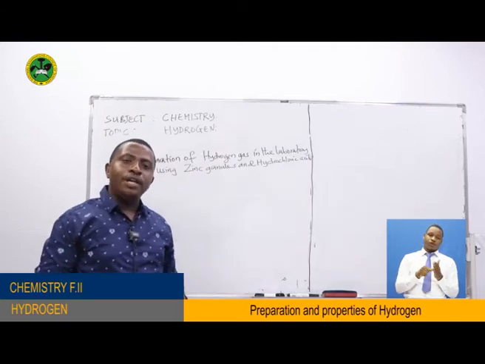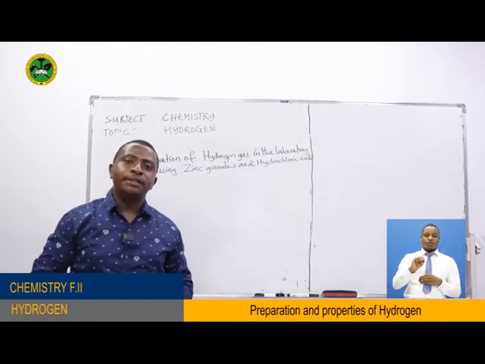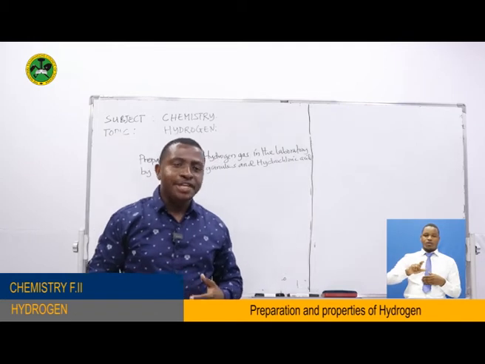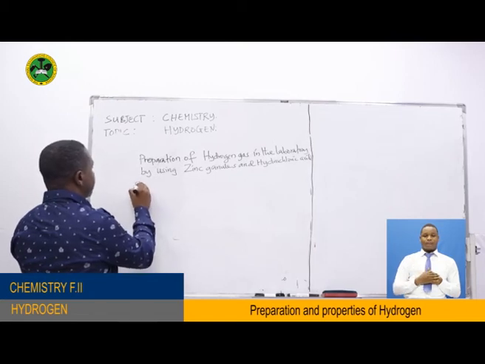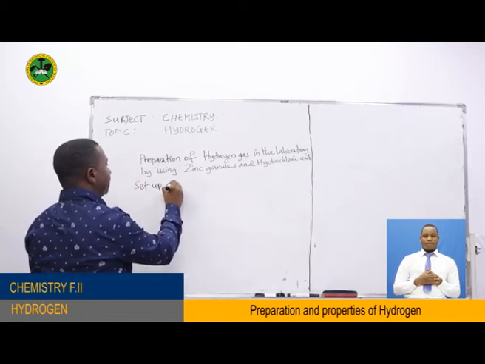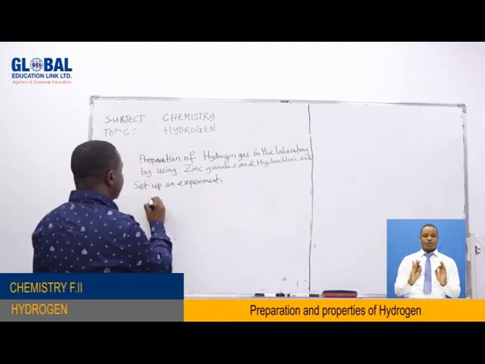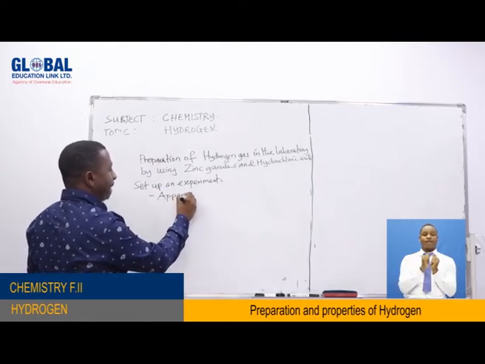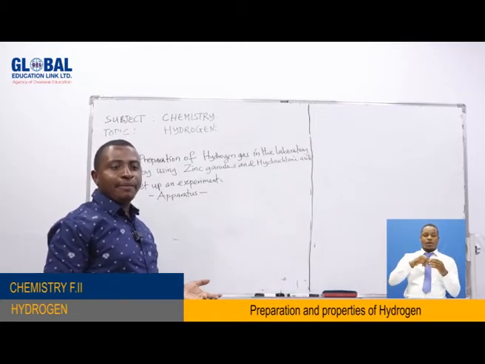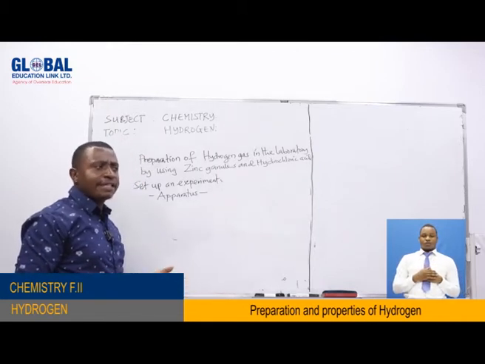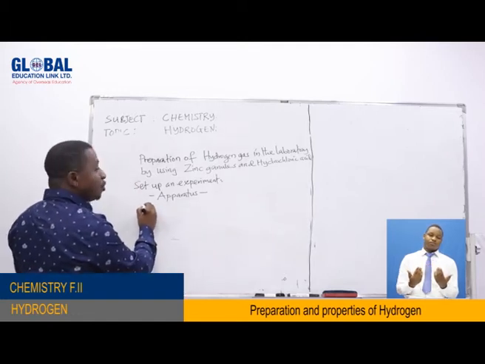Dear students, if you want to prepare hydrogen in the laboratory by using zinc granules with hydrochloric acid, you need to set up your experiment. Now you need to have the apparatus to be used in this kind of experiment. One of the apparatus is a gas jar.